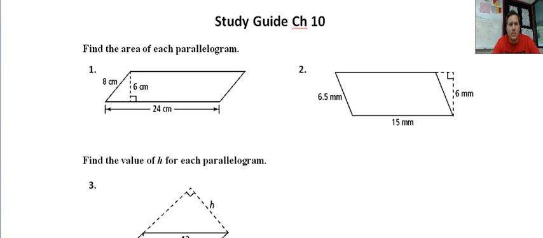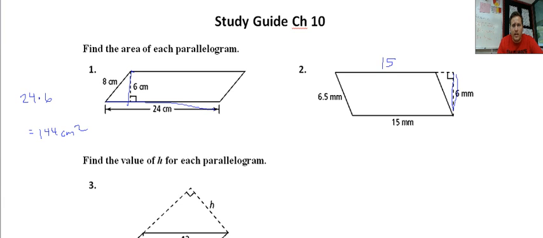Alright, welcome. This is the Chapter 10 Study Guide, so we're just going to go through this pretty quickly. First one, we have a parallelogram, where my area is base times height. My base in this first one is 24, my height is 6, so I'm going to do 24 times 6. 24 times 6 is going to give me 144 square centimeters.